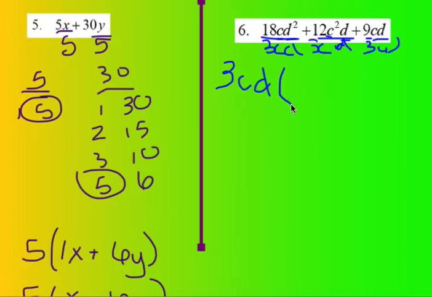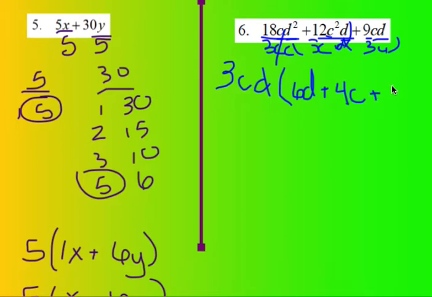Okay, so 18 divided by 3 is 6. Well, c over c is going to cancel out. d squared divided by d to the first is just d. 12 divided by 3 is 4. c squared over c. Now I'm still going to have a c left because that's like c squared divided by c to the first. Subtract your exponents and you get c to the first. And d over d cancels out.